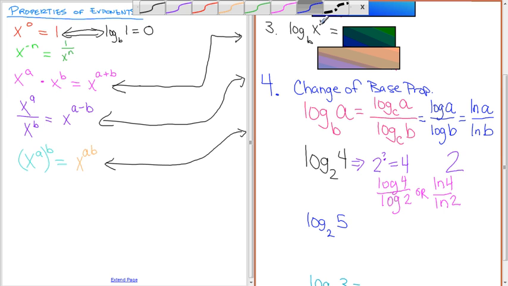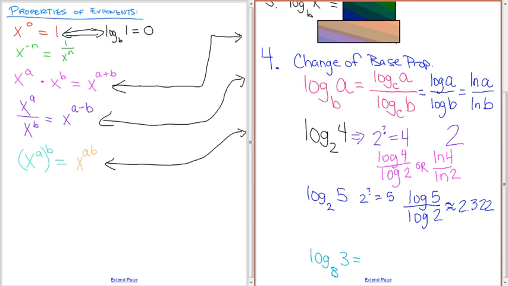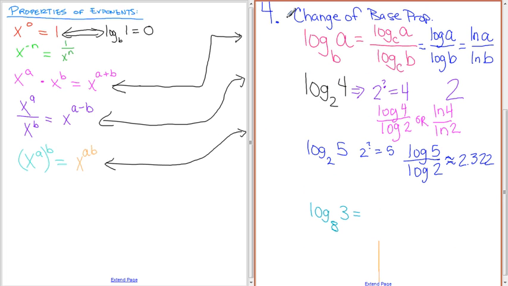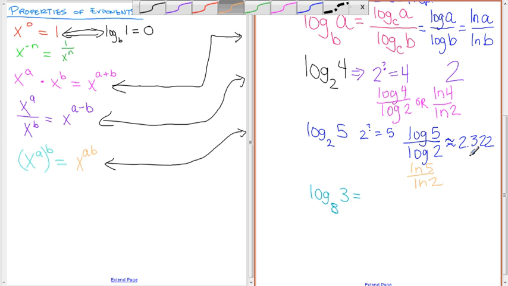So now our second example, log base 2 of 5, is saying 2 to what power is equal to 5. Now this one we can't really figure out in our head, so we would have to go to our change of base property and say log of 5 divided by log of 2. And that would get you approximately 2.322. Once again, for this one, you could also do ln of 5 divided by ln of 2. And you would get the same answer of 2.322.